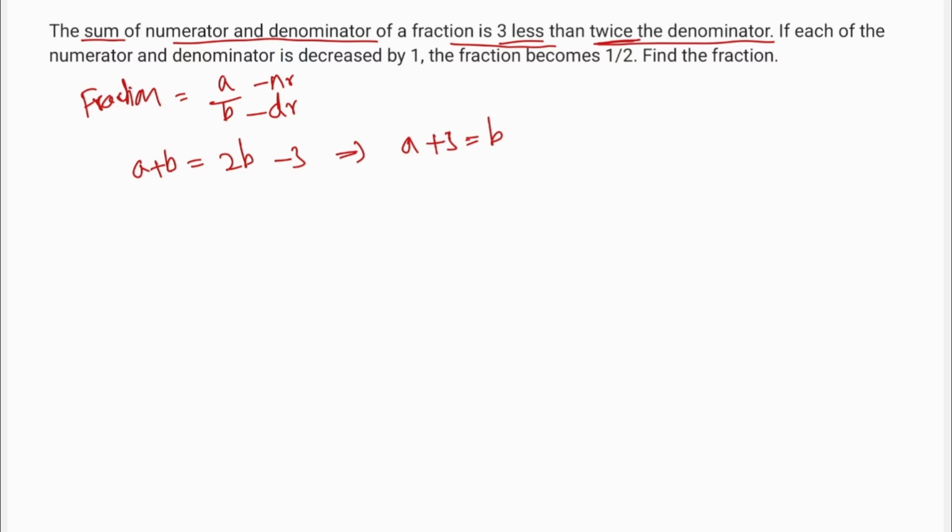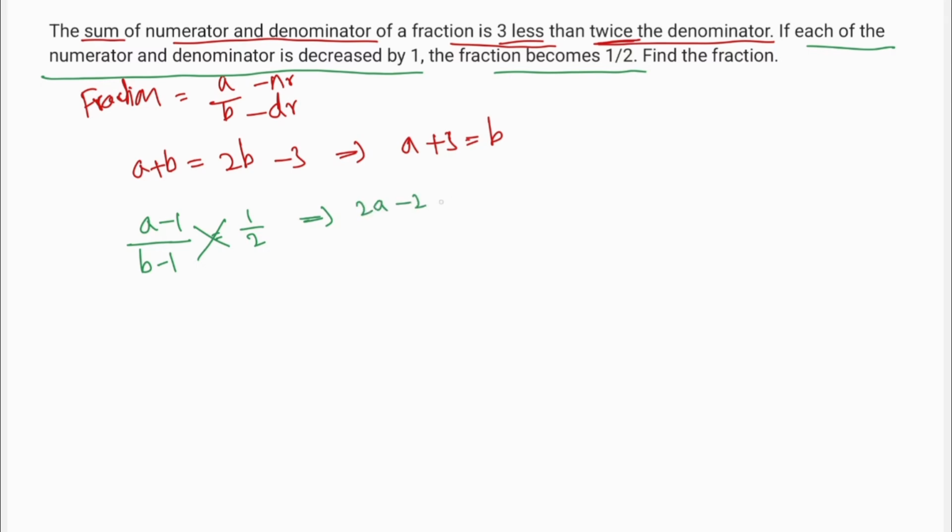Okay, now what is the second condition given? If each of the numerator and denominator is decreased by 1. Okay, so what is numerator? It is a. If it is decreased by a 1, it will be a minus 1 divided by b minus 1. So the fraction becomes 1 by 2. Now we will cross multiply. We will get 2a minus 2 is equal to b minus 1. We will get 2a minus b is equal to minus 1 plus 2. It is 1. Okay. Now here 2a minus b is 1.